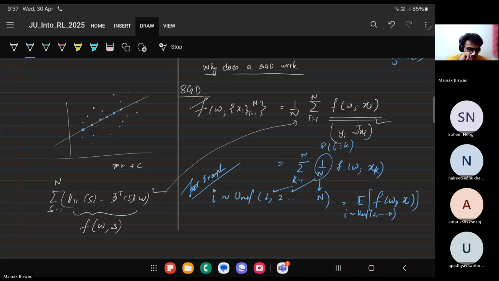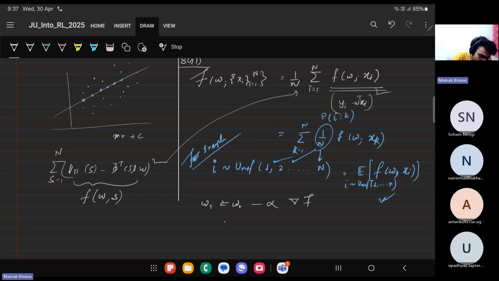Yes, so this is just the expected value. Now for my SGD, normally I would have written your updates as W_t minus alpha times the gradient of F, which is W_t minus alpha times the summation of 1 by N, the gradients of the individual functions. Yes or no? By linearity of derivatives, right?